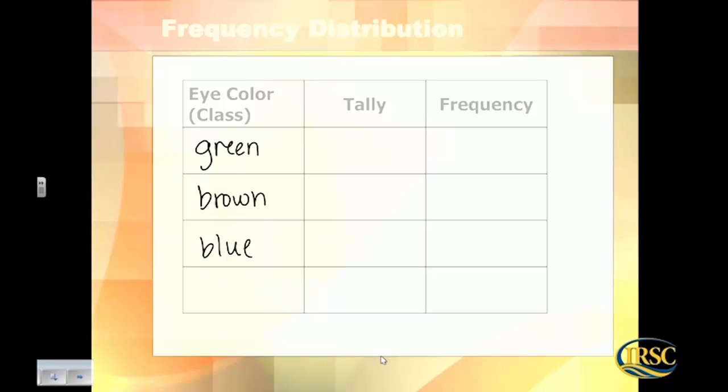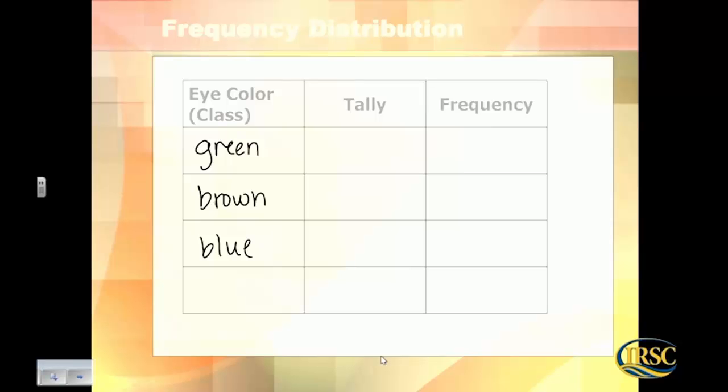Now, the tally column is most helpful when there is a lot of information that you're looking at. We only had 10. We probably didn't need to tally them. We could just count them. So you won't always find a tally column when you're doing a frequency distribution. It's just there as an extra help.